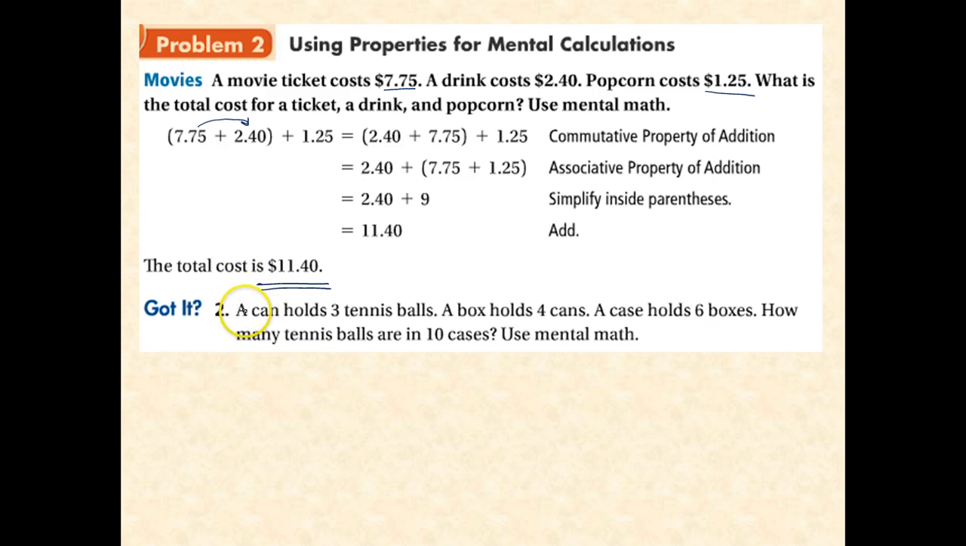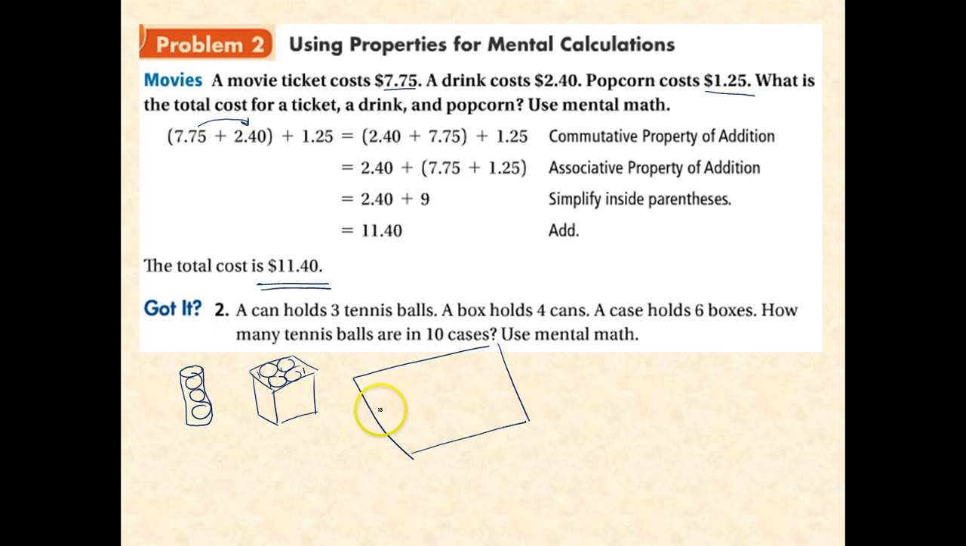Okay, did you get as confused as I did? Whenever I get confused, I have to stop and draw a picture. Alright, a can holds 3 tennis balls. So I'm going to draw a can with 3 tennis balls in it. A box holds 4 cans. So here's a box that has 4 cans of tennis balls in it. Alright, a case holds 6 boxes. There's a case with 6 boxes in it.